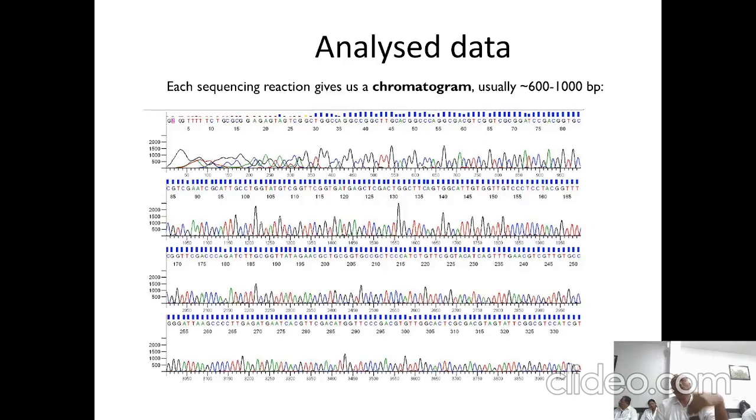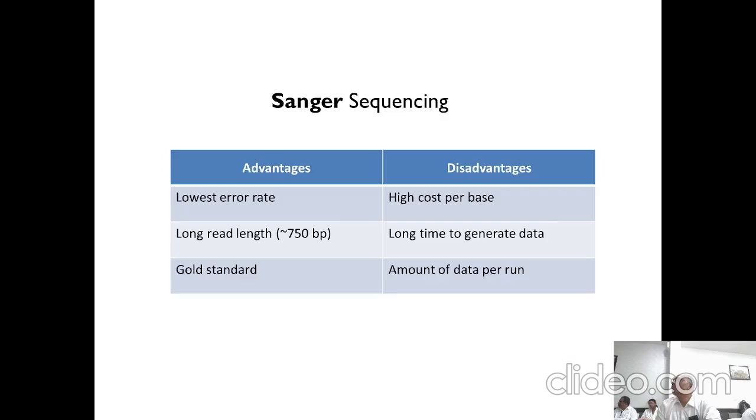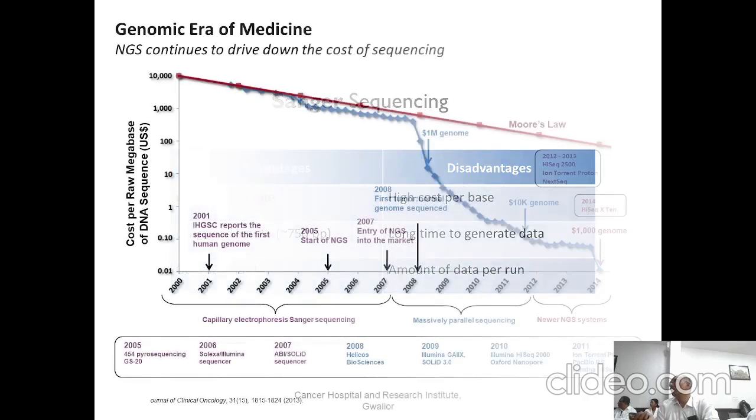Now, slowly as you do the job, you will come to know most of the known mutations and therefore you can report without looking at the blasting also, but they are there to help you. It comes immediately. Okay, so advantages of Sanger sequencing: lowest error rate because you are doing a very small part at one time. The cost is very high per base. Then the long read length, long time to generate, gold standard, but the amount of data per run is very less.